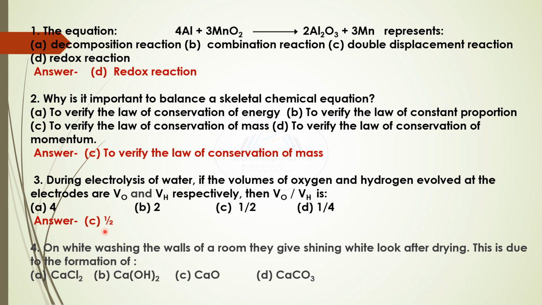It is C, 1/2. Question 4. On whitewashing the walls of a room, they give a shining white look after drying. This is due to the formation of CaCl2, Ca(OH)2, Ca, or CaCO3. Mark your choice. Let us see the answer. Answer is D, that is CaCO3.